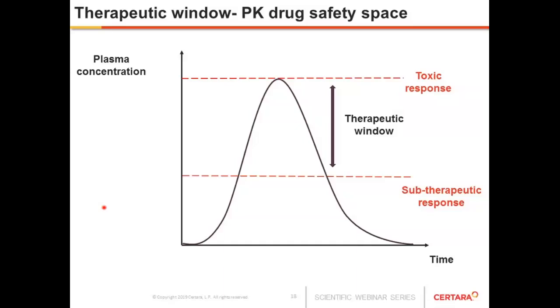So what we decided for the project was that we were going to try and establish what the therapeutic window was for ethinylestradiol, and based on that, do a risk-benefit assessment of the combined oral contraceptive pill. In order for us to do this, we needed to establish the concentration below which you had a subtherapeutic response. So we had to go back to clinical data.